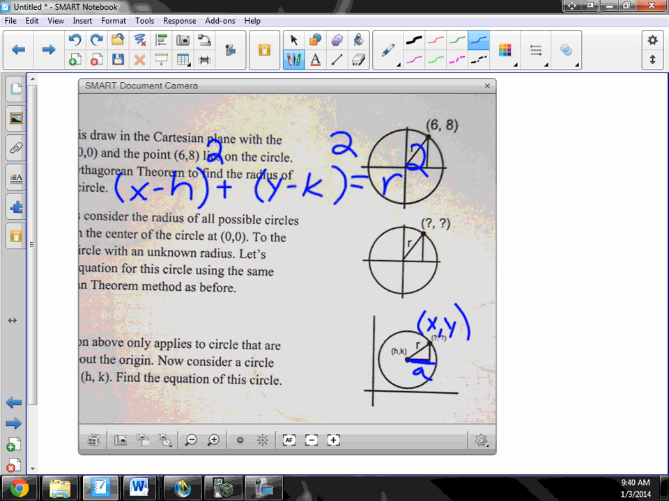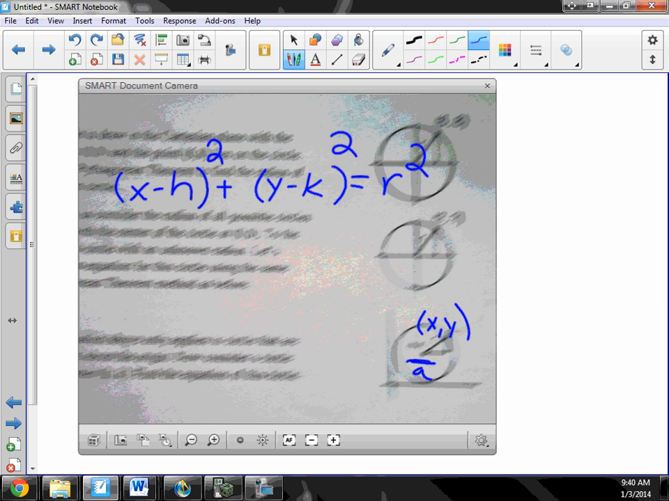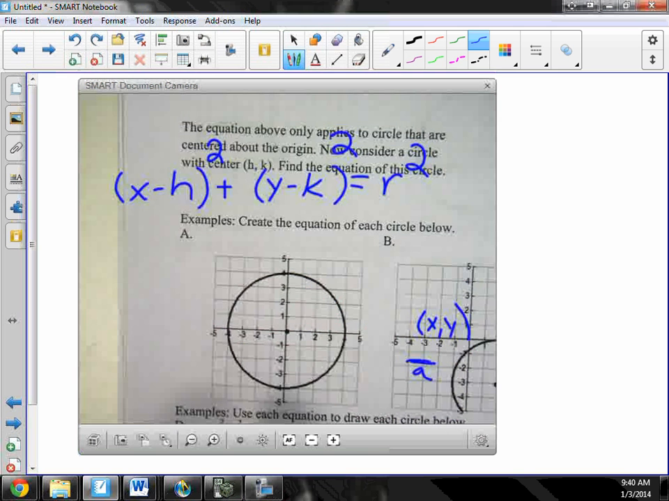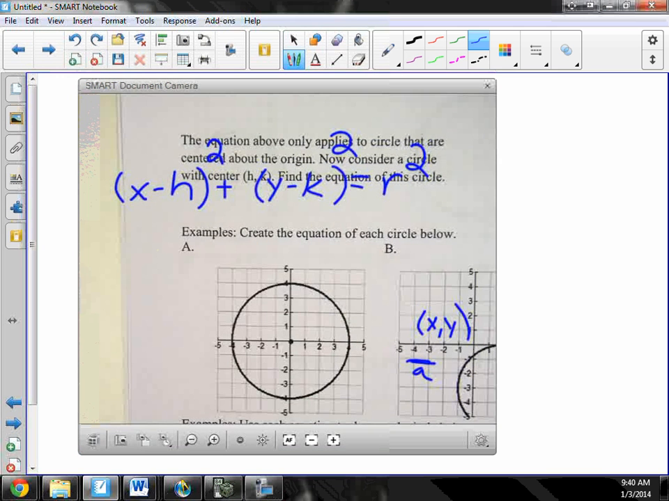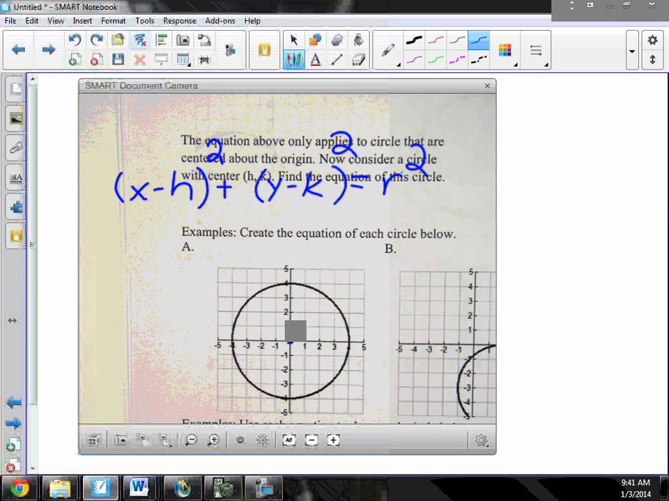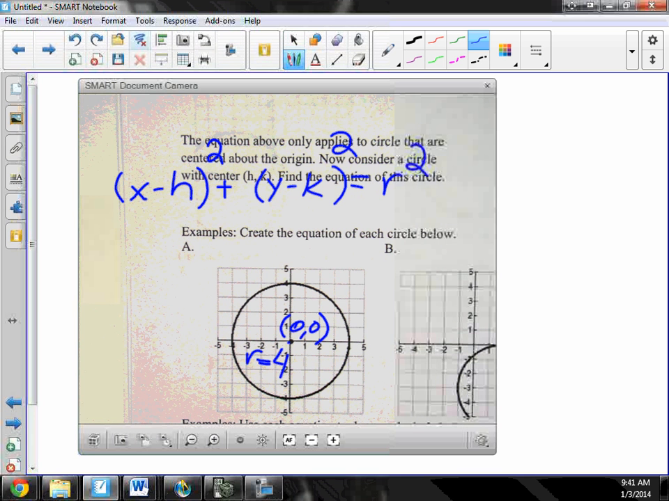Okay, so look down at problem A. So we need to create the equation. Well, h comma k is 0, 0, so that's nice. And my radius is 4. So all I need to do is plug that information into the equation.